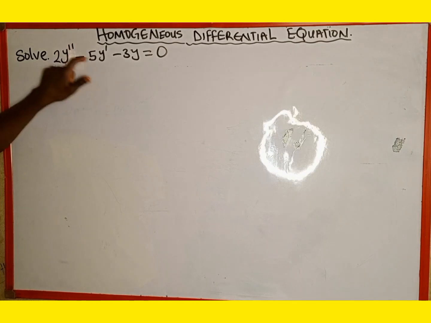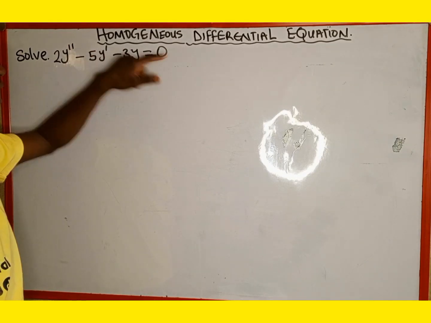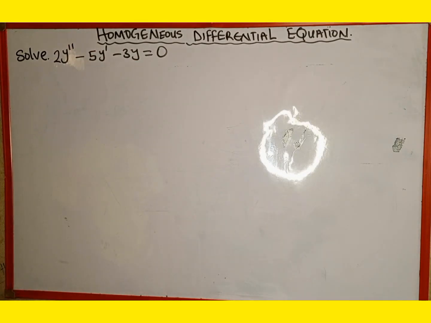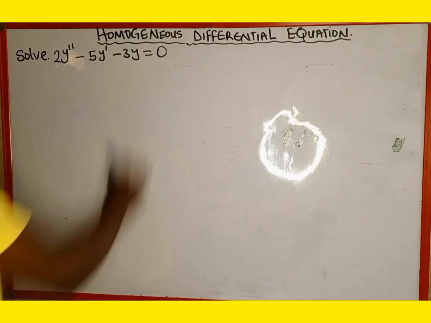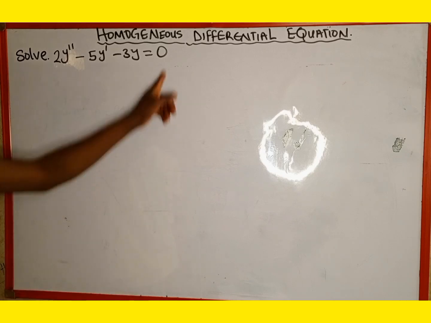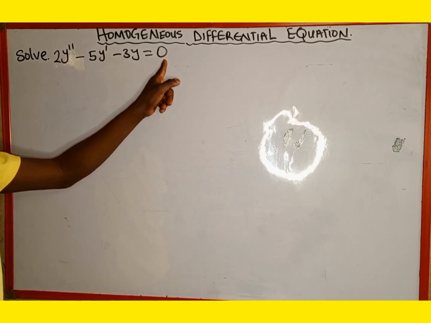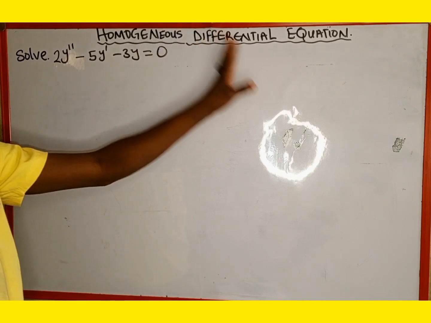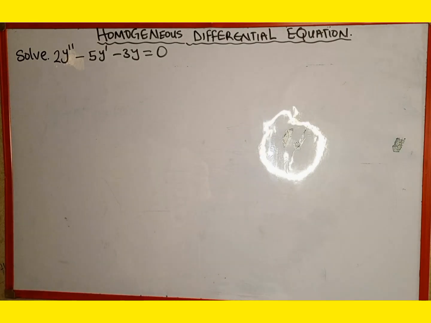So the question on the board reads: solve 2y'' - 5y' - 3y = 0. So this is a homogeneous differential equation because it's equal to 0. But when it's equal to anything apart from 0, it's going to be what? Non-homogeneous. So in this case, that is equal to 0 is called a homogeneous differential equation, and it's a second order homogeneous differential equation.